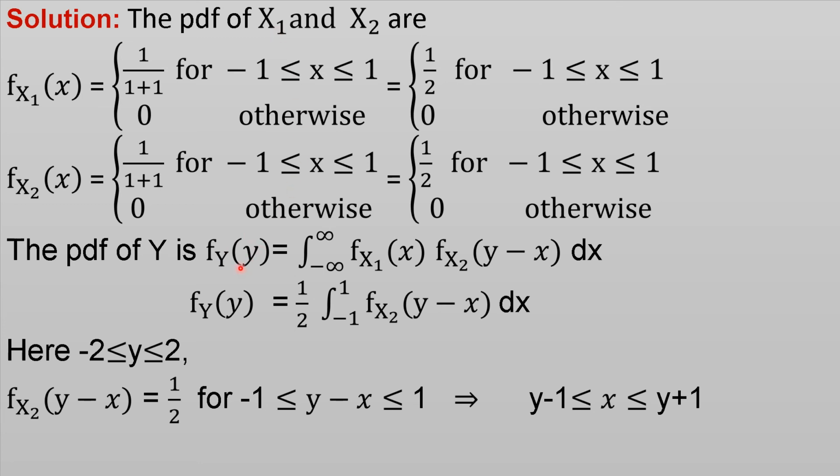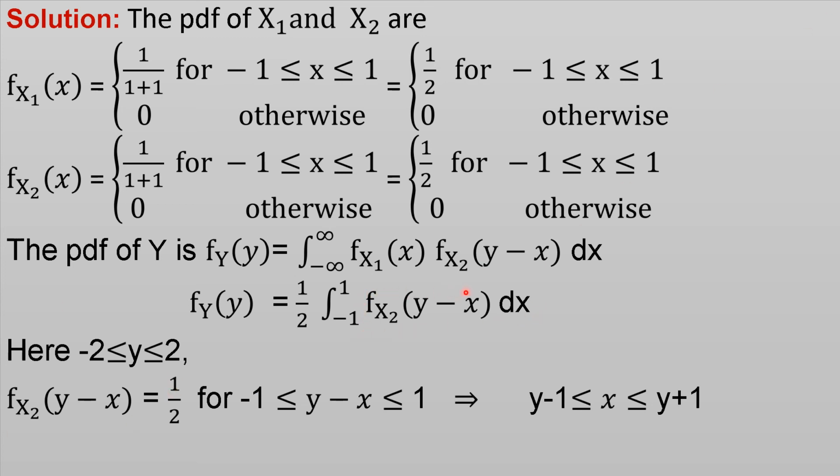So we have fy of y is equal to the integral from -infinity to +infinity of fx1 of x, fx2 of y minus x dx. Here fx1 of x is 1 by 2, but not for all x values, only for those x values between -1 and +1. So take fx1 of x as 1 by 2 and at the same time take the integral from -1 to +1. For the remaining x values fx1 of x is 0, so the whole integral will be 0. Ignore it. So fx1 of x is half. Keep it outside the integral sign. So the probability density function of y, fy of y, is equal to half into the integral from -1 to +1 of fx2 of y minus x dx.